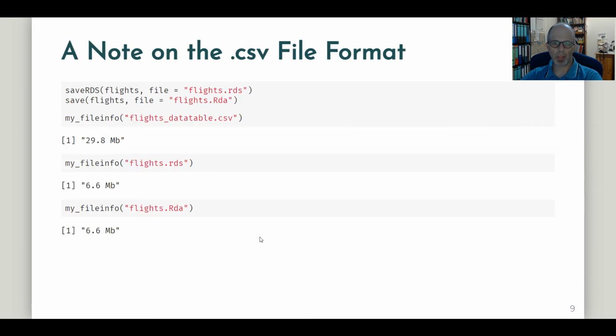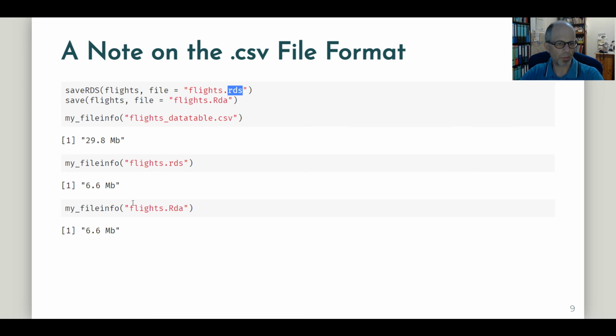Okay, now a note on the CSV file format. For comparison, I also saved the flights data in R's internal data formats, RDS and RDA. The difference is that when you load the data in the RDS format, you can specify an object name, whereas for the RDA format, the object name is part of the file. So RDS, I'd recommend that because it lowers the risk of overwriting objects in your global environment.